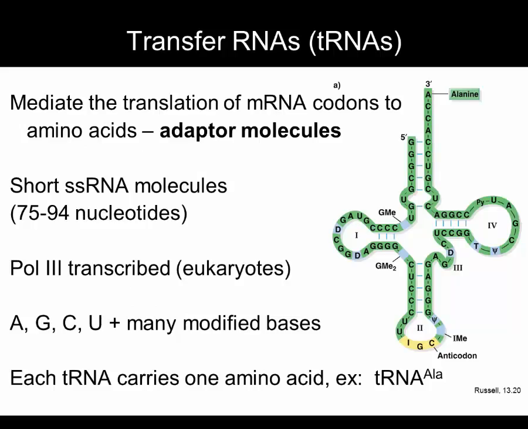This is an example of a tRNA or transfer RNA. They are short, single-stranded RNA molecules a little under 100 nucleotides in length. In eukaryotes, they are transcribed by RNA polymerase III. But in addition to the regular RNA bases, tRNAs have several modified bases, which we'll discuss shortly. Each tRNA is attached to, or charged with, an amino acid. For instance, this is an alanine tRNA.